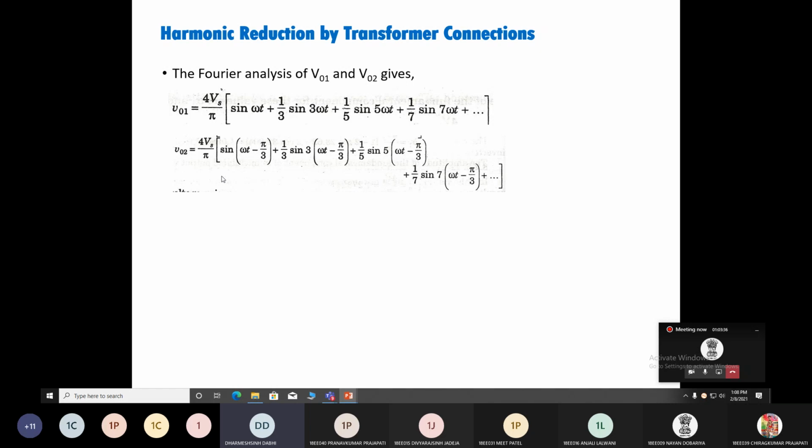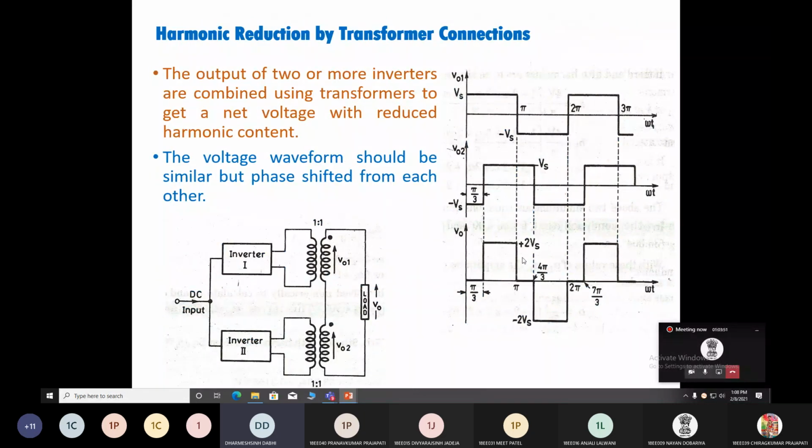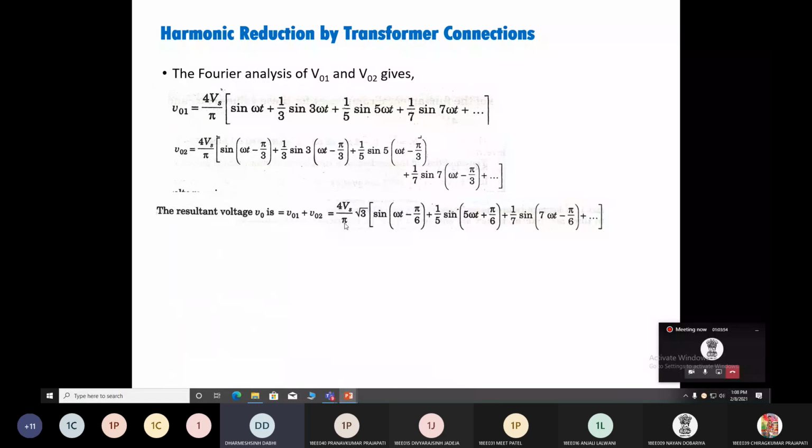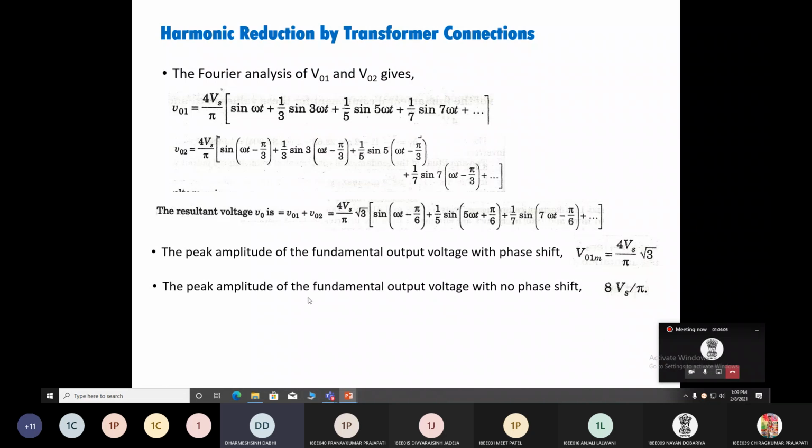And the resultant voltage is what? V0, which is V01 plus V02. By addition of these two voltages, you get the resultant voltage V0. So this is the Fourier analysis equation of this voltage. In this case, what is the peak magnitude of the fundamental component? That is 4 Vs by pi into root 3. Now, without phase shift, what is the resultant output voltage? 4 Vs by pi plus 4 Vs by pi, so that is 8 Vs by pi.